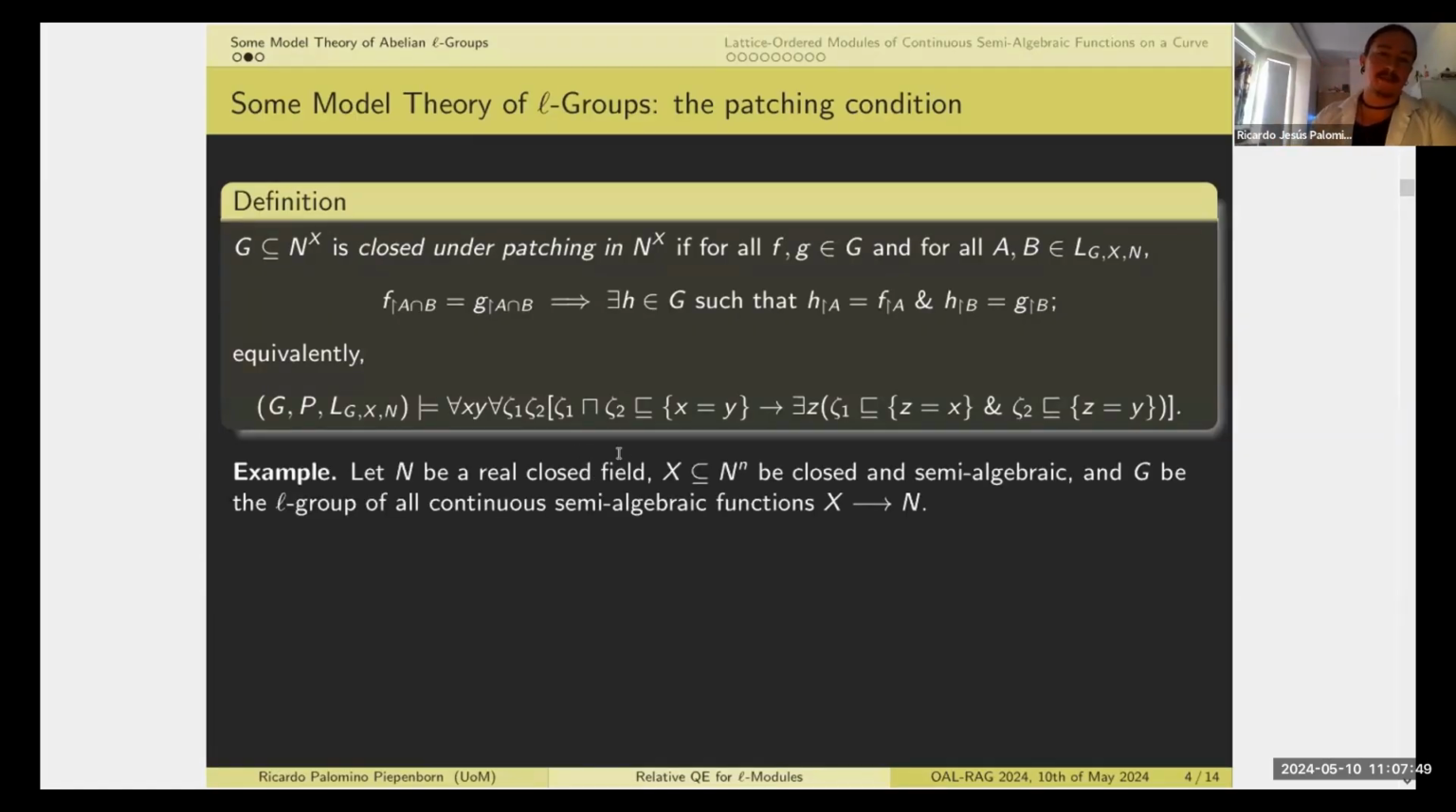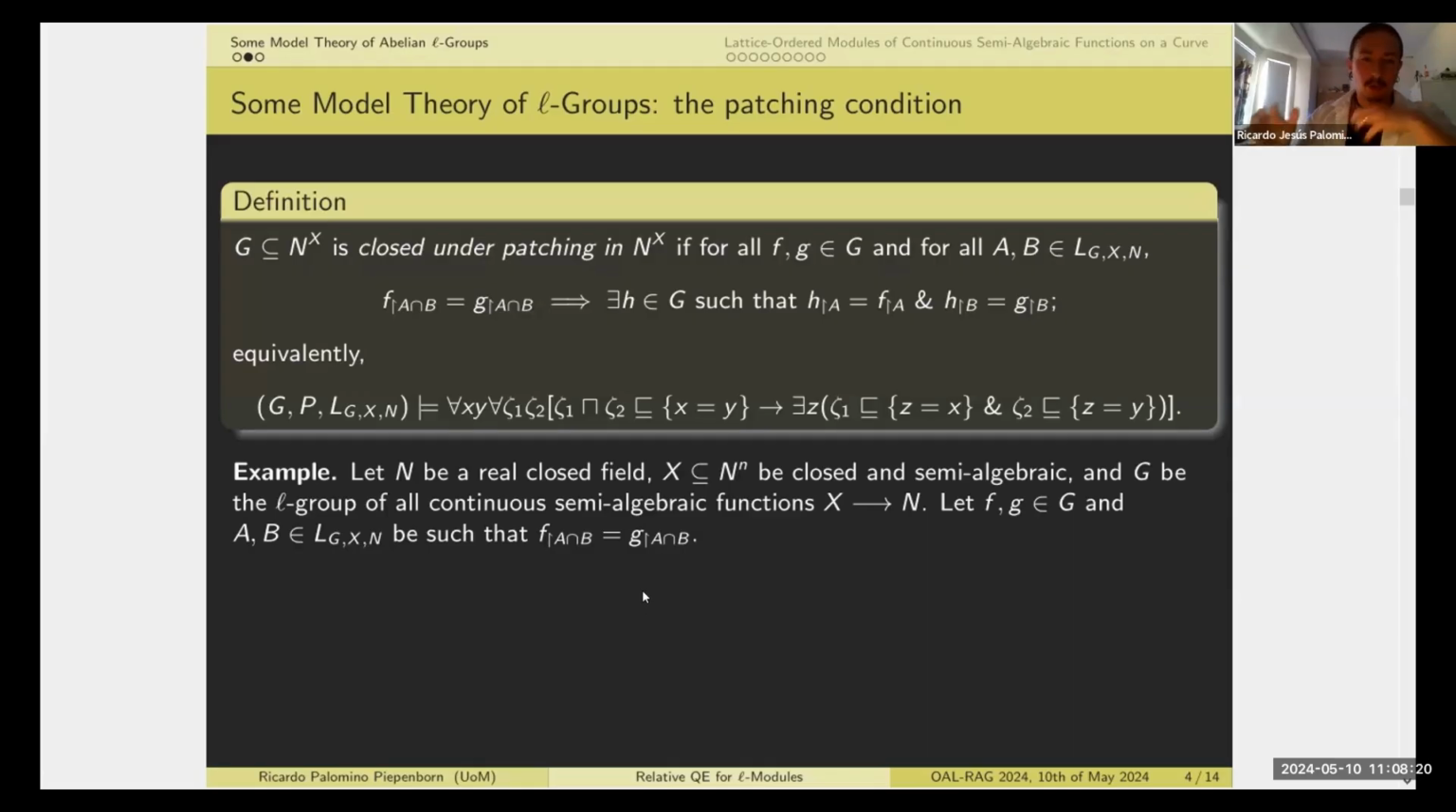Okay, so this example comes from real algebraic geometry or o-minimality. So if I fix now R to be a real closed field, X to be a closed and semi-algebraic subset, and now I consider G to be the L group of all continuous semi-algebraic functions on X. And my claim is that this L group is closed under patching. Okay, so let's verify this. So what I have to do is I'm given two functions f and g and two zero sets A and B, and I assume that they're compatible in this sense.